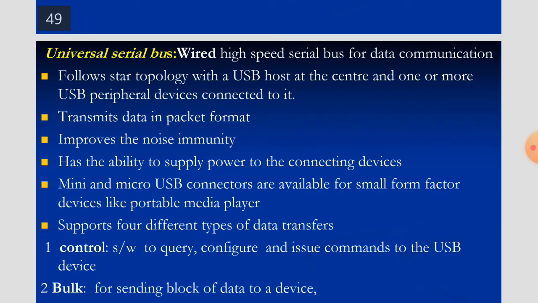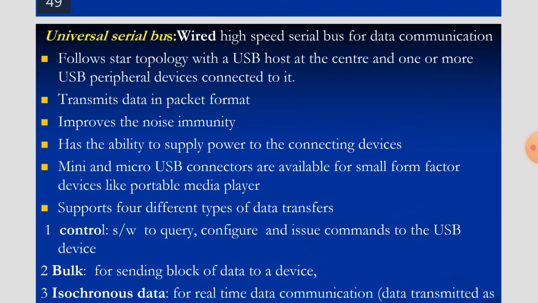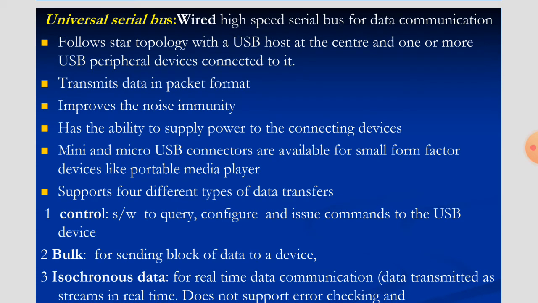Next, the universal serial bus. You are already using USBs. You connect a USB to systems to communicate, to transfer data, and to store data, and some USBs are mainly used as a serial bus for data communications. Then how is USB used in external communications? Compared to RS-232, it transmits data in packet format. And if you connect a USB, it mainly follows the star topology.